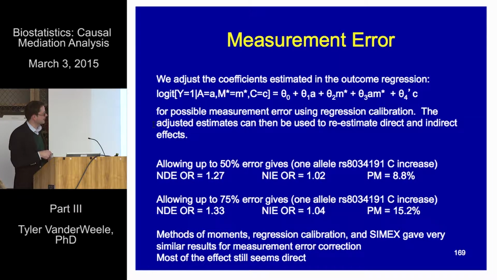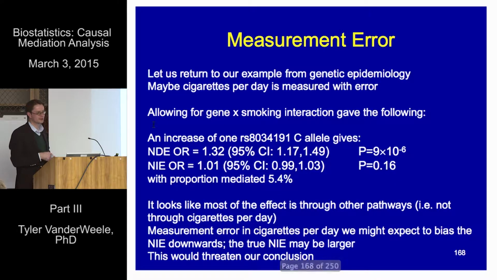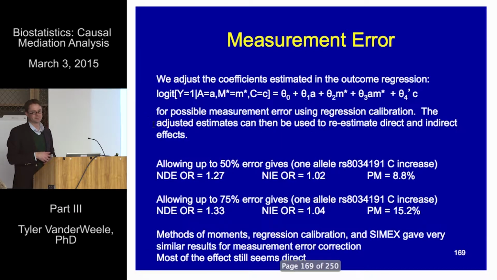If we allow for up to 75% error, only 25% of our mediator measurement due to the true cigarettes per day, 75% is due to error, the direct effect actually does go back up here, but the indirect effect increases more substantially. The proportion mediated goes up to about 15%, so quite a bit larger than in our initial estimate of 5%. But our qualitative conclusion that most of the effect seems to be through other pathways still seems to hold.